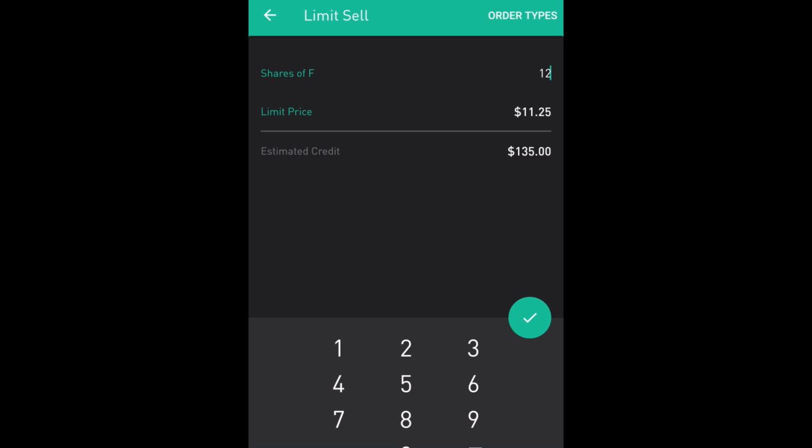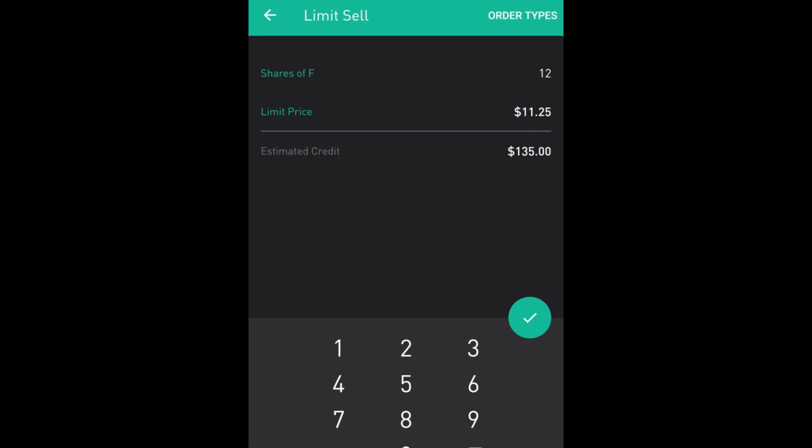But unlike the market order, estimated credit here, you'll never sell it for less than $11.25. You may sell it for more than that, but you'll never sell it for less. That's why it's essentially an estimated credit here, but you'll always sell it for at least $11.25. So that's the power behind doing the limit orders.